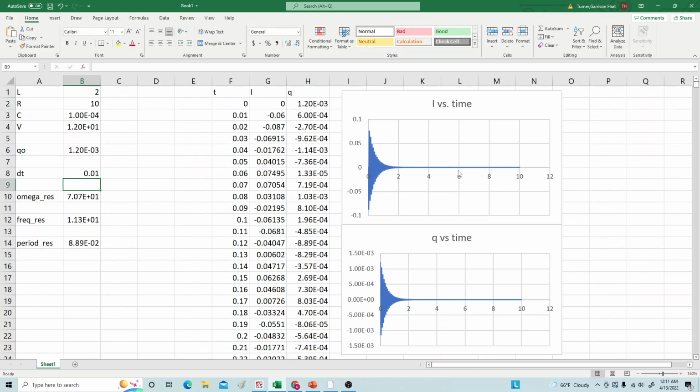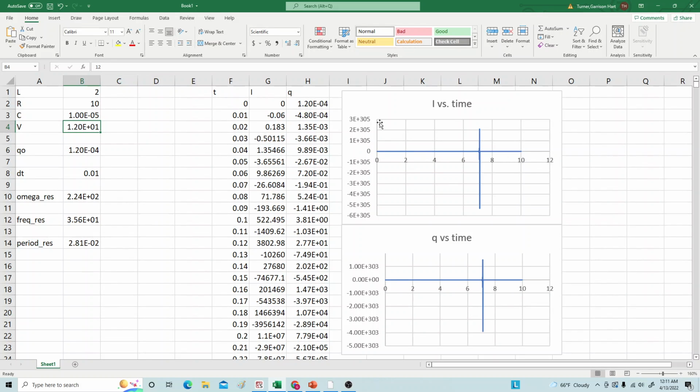Now, if I do that, I haven't oversampled yet, right? But watch what happens if I change the capacitance. Let's change the capacitance from its current value of 1 times 10 to the negative 4, or 100 microcoulombs. Let's change that to 10 microcoulombs.